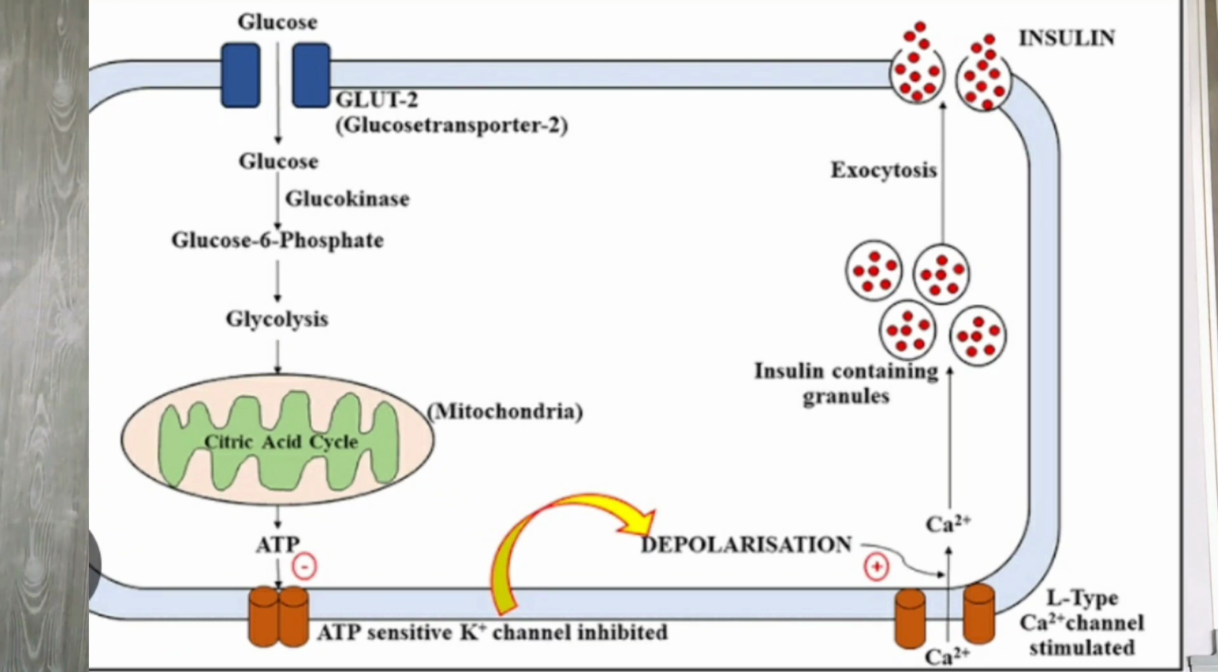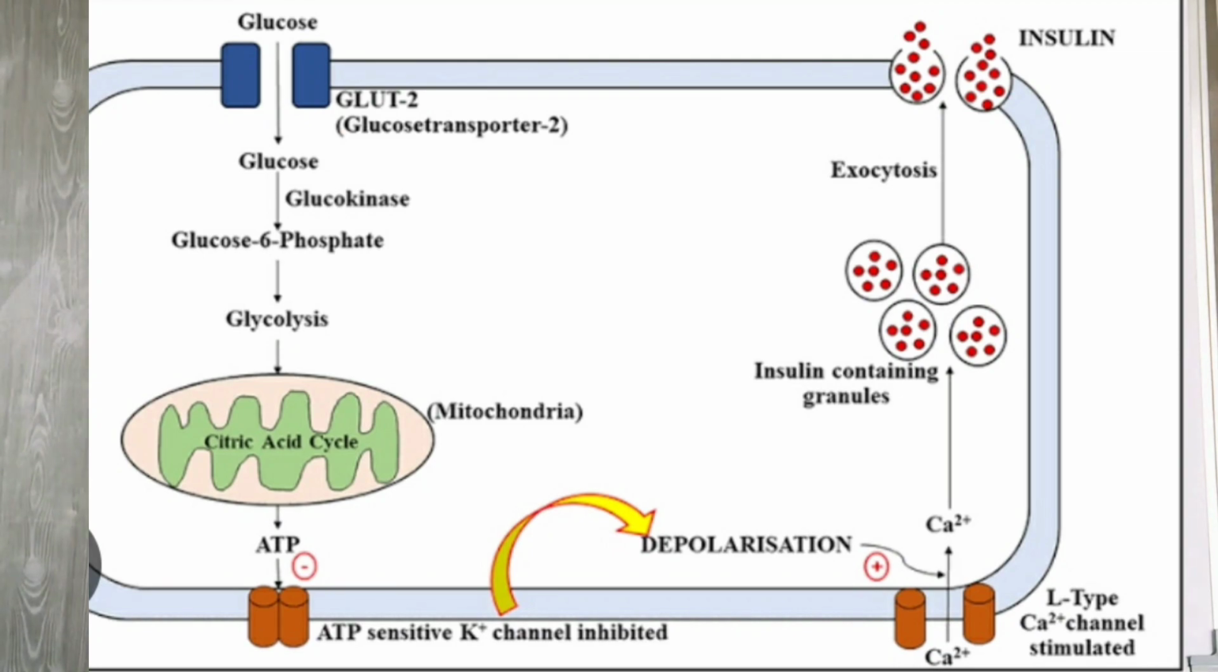Once the glucose is inside the pancreatic beta cells, it undergoes phosphorylation in the presence of glucokinase enzyme and forms glucose 6-phosphate. The glucose 6-phosphate further undergoes oxidation to generate ATP. ATP acts on the ATP-sensitive potassium channels, causing inhibition of the potassium channels and causing depolarization of the beta cell membrane. Because of depolarization of the beta cell membrane, the calcium channels open up, allowing the entry of calcium ions.